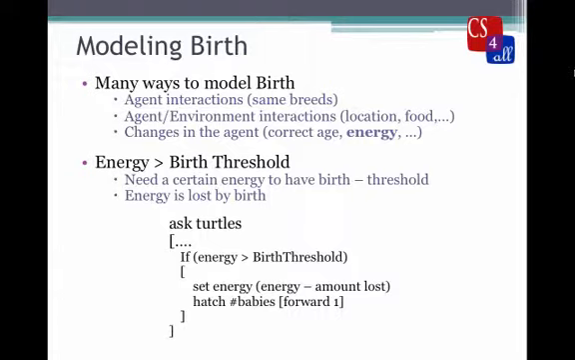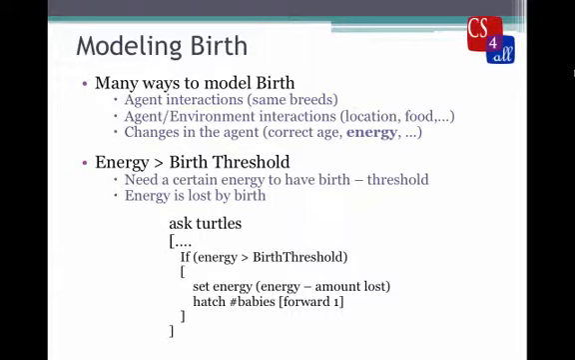Or say if they have the right type of food. Or you could model birth based on the changes in the specific agent. For instance, maybe it has to reach a certain age or have a certain amount of energy. That's how we're going to start modeling birth. We're going to say when each individual agent's energy is above the birth threshold energy, then there's a certain chance that birth will occur. And once birth occurs, energy is lost in that process.